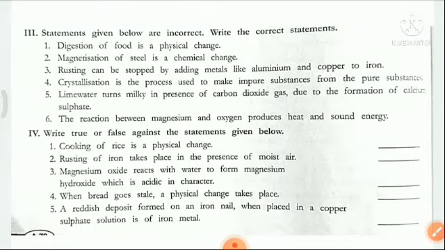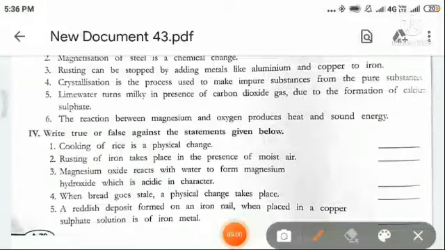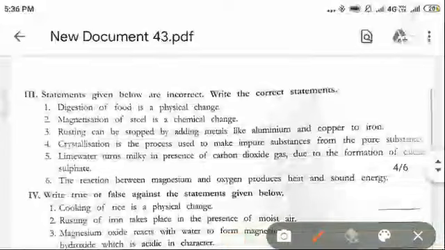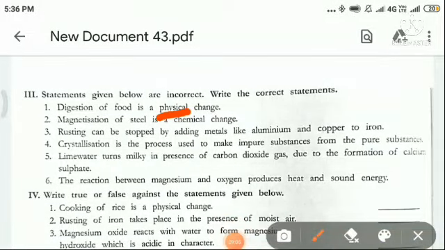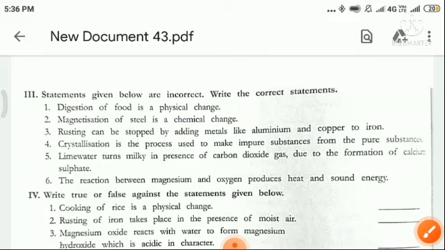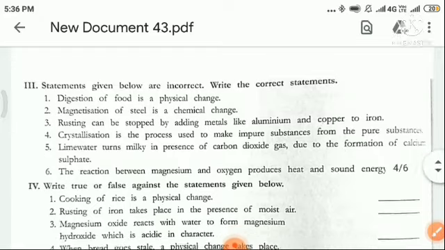Now the statements given below are incorrect, so write the correct statements. So digestion of food is a physical change, so this is completely wrong. So what should be in place of physical? In place of physical you have to write chemical. Okay, the digestion of food is a chemical change. Magnetization of steel is a chemical change, so this is again wrong. This is a physical change. So for number 1 you have to cut physical and write chemical. For question number 2 you have to cut chemical and write physical. Okay, because digestion is a chemical change, magnetization of steel is a physical change.